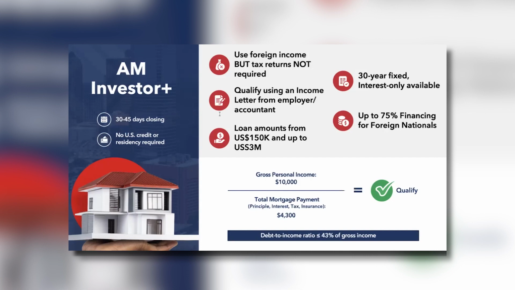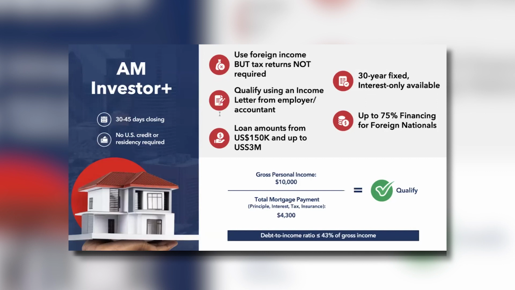And I know most of you are probably watching this and thinking, why don't they have this where I live? And I think you will find that this is absolutely the easiest and the simplest type of mortgage to get. Again, you qualify on that. Loan amounts as low as $100,000, 30-year fixed, interest only, up to 75% financing for foreigners.